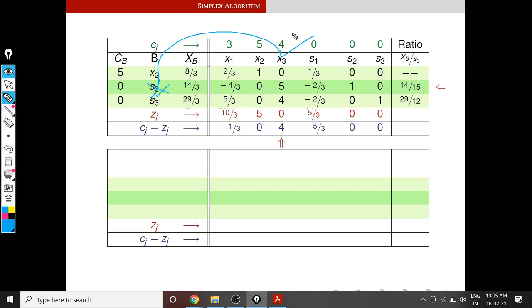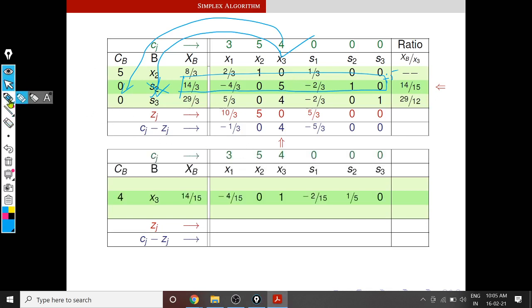X3 will enter the basis. The corresponding cost also comes here; the corresponding cost is 4. Okay, and to make this 1, what should we do? We divide this row by 5 and this becomes 1. This is the first process to do. So the next iteration is like this. We change S2 to X3 with its corresponding cost, and we divide this much of entries by 5 to make this pivot 1.